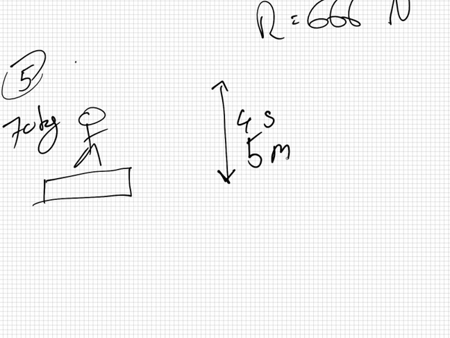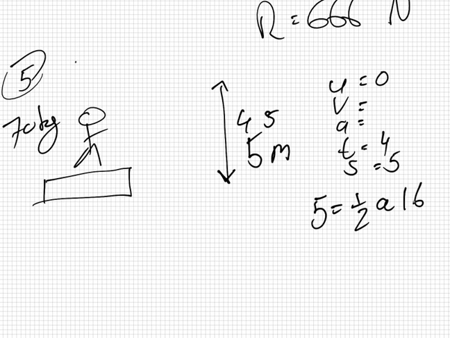Okay, so we have the UVATS. U is 0. Yes, we know. Right, so I want the A. S equals UT plus a half A T squared. So A is 5 over 8. So that's his acceleration upwards.